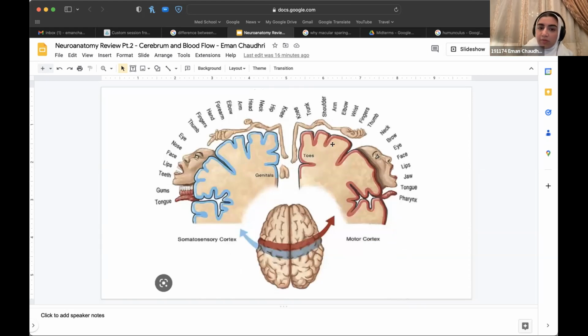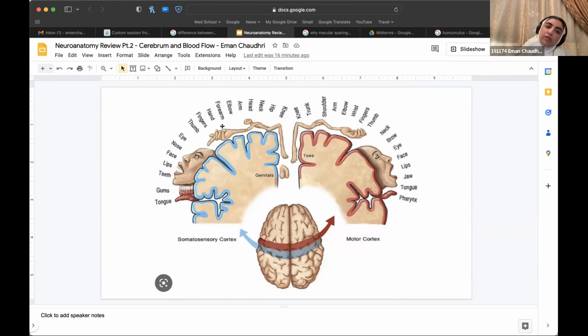Now, why is this important? Because remember that each part of the cortex is responsible for a certain part of your body. This is called the homunculus, as you guys know. So over here, you'll see legs and feet. And then the genitalia, this is all medial.